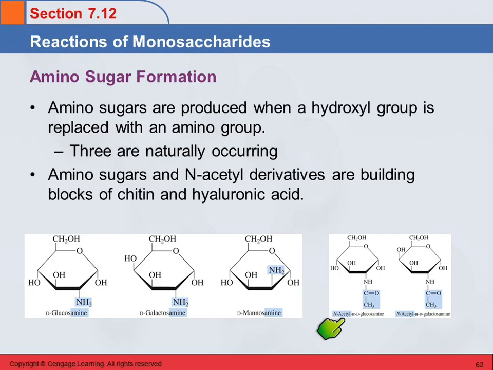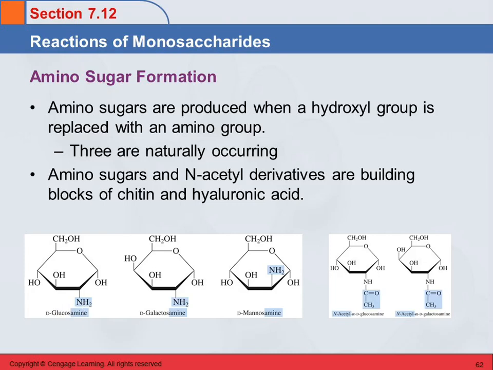So this is N-acetyl alpha-D-glucosamine. So that's glucosamine, but on that nitrogen there's an acetyl group. And the same thing for galactosamine. I am not going to test you on the names of these, okay? But you should recognize that this is an amino sugar. It's a sugar with an amine group on it.